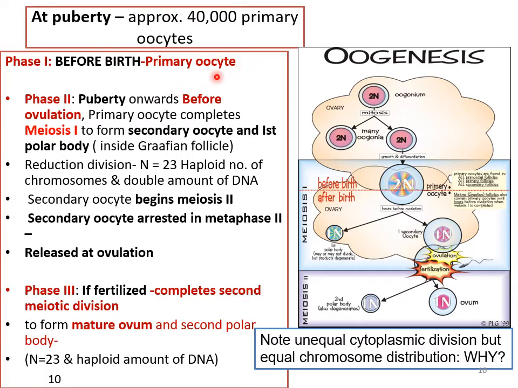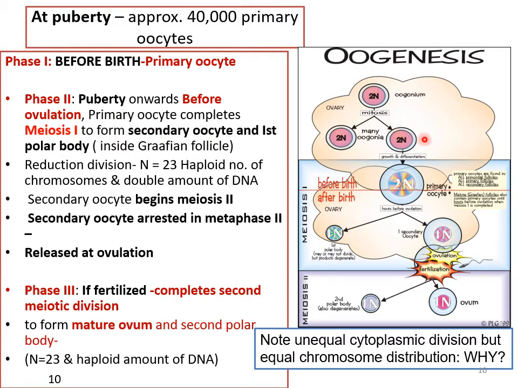Now, at puberty, phase 2 begins. So what happens is, at whatever stage this primary oocyte was arrested, now it completes the whole of meiosis 1, just like, remember, in spermatogenesis. So from a primary oocyte, we get a secondary oocyte.